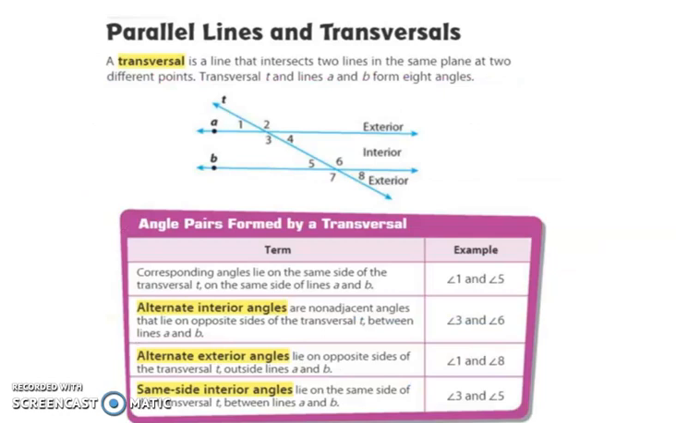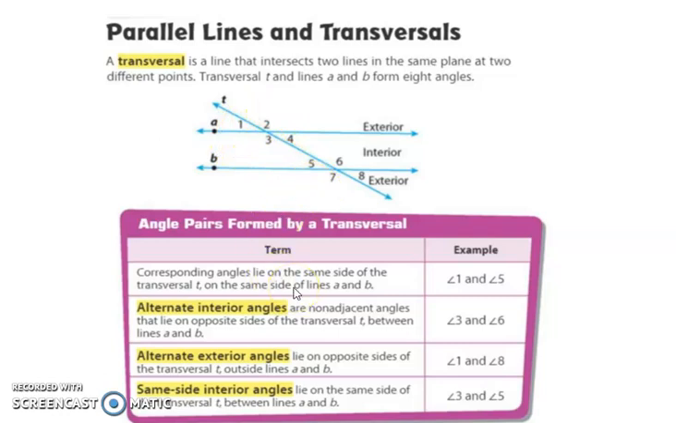All right, so again, the definition for your transversal is a line that intersects two lines in the same plane at two different points. Transversal T, which is this line here, and lines A and B form 8 angles. Now, when you think about exterior and interior, think about your house. Interior, where your furniture is. Exterior, where the grass and your yard is, okay? So outside of the two parallel lines would be the exterior, this part and this part. The interior would be inside of these two parallel lines. And again, 8 angles are formed.